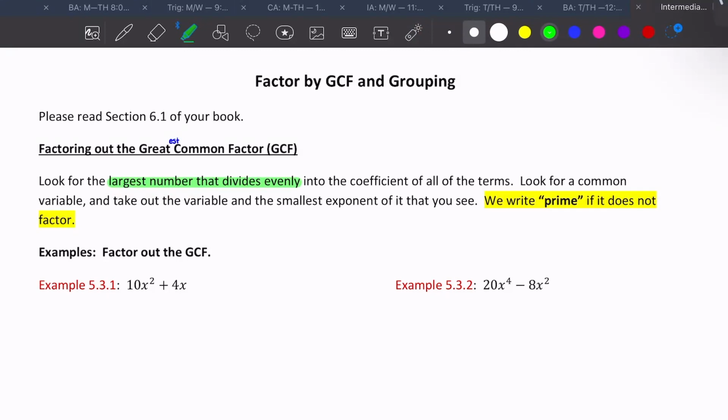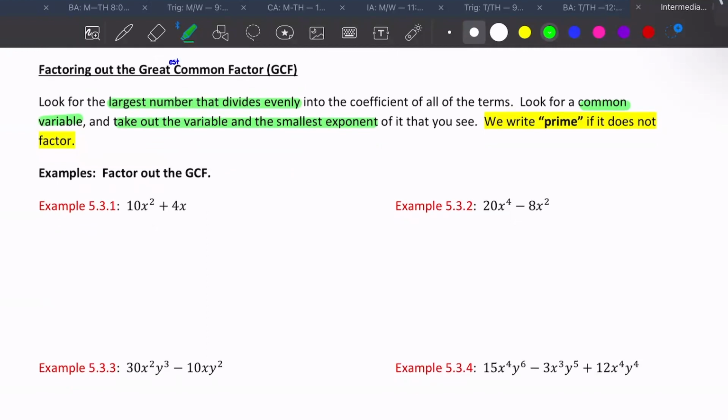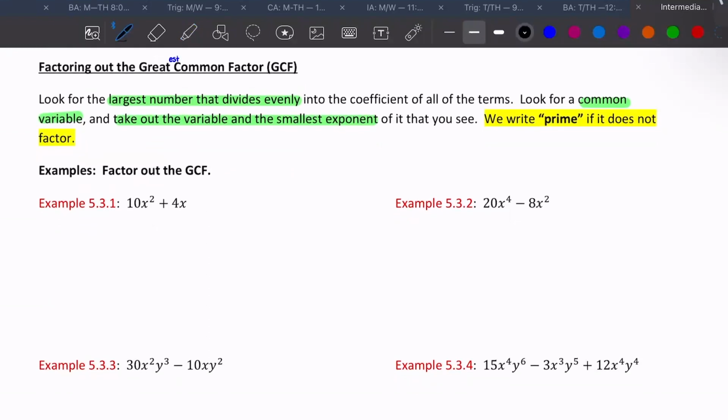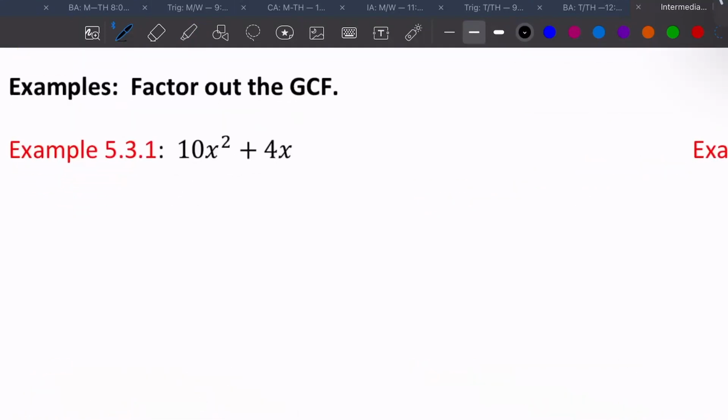And then when it comes to our variables, we're going to look for a common variable, and we're going to take out the variable with the smallest exponent, okay? We only can take out what's in common, right? So if we have exponents, they only have in common the smallest of all of them, right? Okay, and then this says if we write prime, that means it does not factor, okay? That means we can't factor it. All right, so let's do some examples of these.